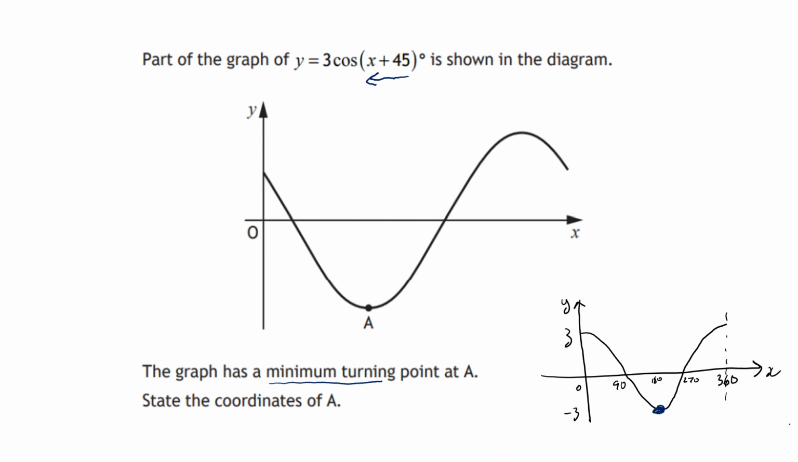The question says the graph has a minimum turning point at A. We'll see the minimum turning point here. What is that point in a normal graph? That would be the point 180, minus 3. But because we've moved 45 degrees to the left, that means this 180 degrees, we're going to move it 45 degrees backwards. So I know that this point here is going to go down to minus 3. And to work out the coordinate, it's going to be 180 minus 45, which is 135. Because I've moved back from the minimum turning point, I've moved back 45 degrees. So the coordinates of A is 135, minus 3.